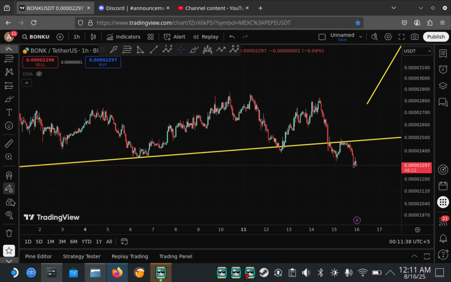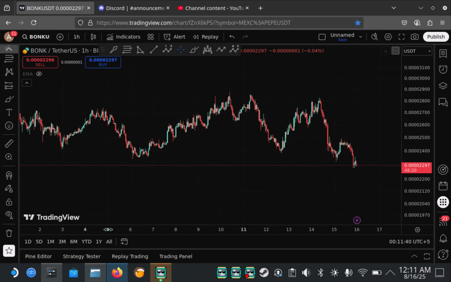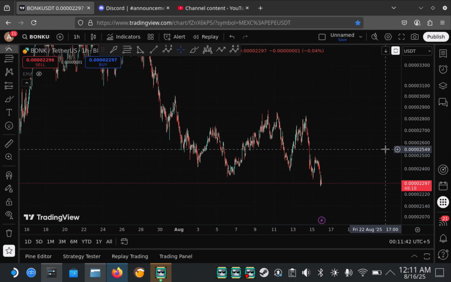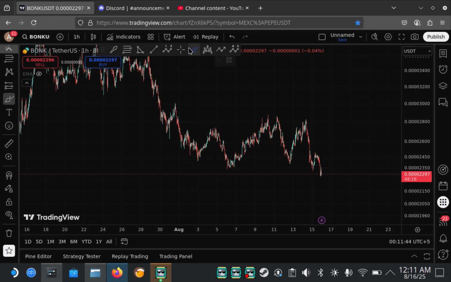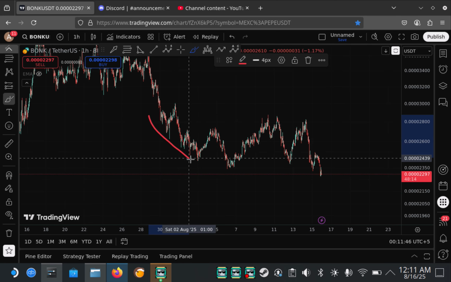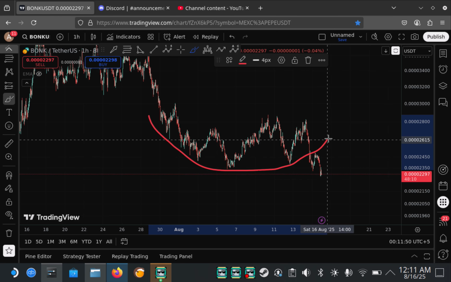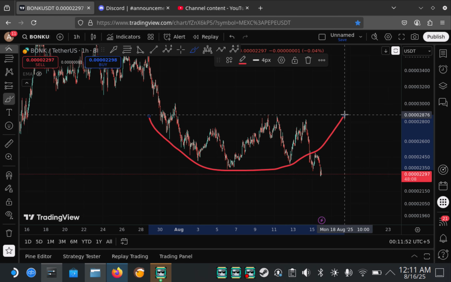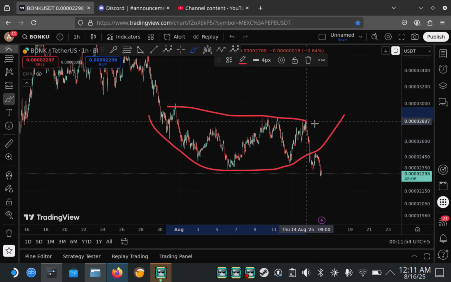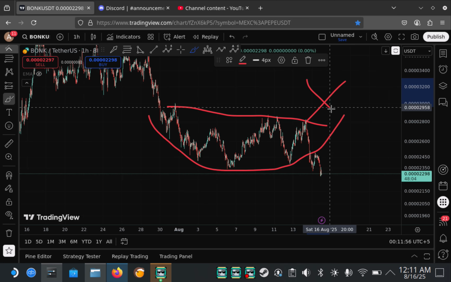So previously I made an update, by the way, the last update was about a saucer pan, and it actually failed. Okay, so we had Bonk that was trying to go sideways and trying to make that saucer pan, but now this saucer pan formation has been cancelled.